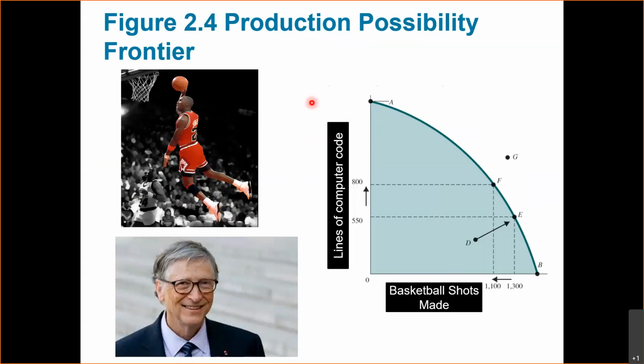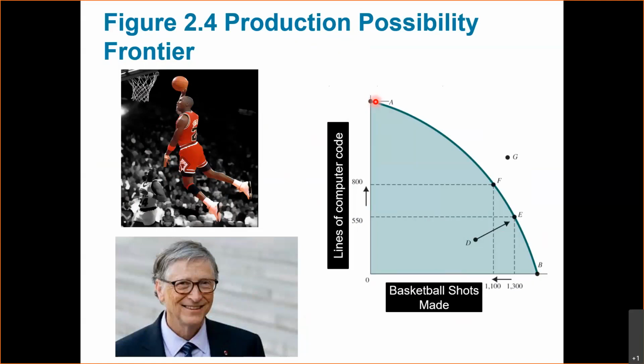Okay. So you've got two people in the economy. Let's assume we start up here at point A. Michael Jordan and Bill Gates are both in the computer lab writing computer code. And society comes back and says, we need more basketball shots made. We need more hoops to be made. Who is the person we send out of the computer lab down to the gym to go shoot hoops?